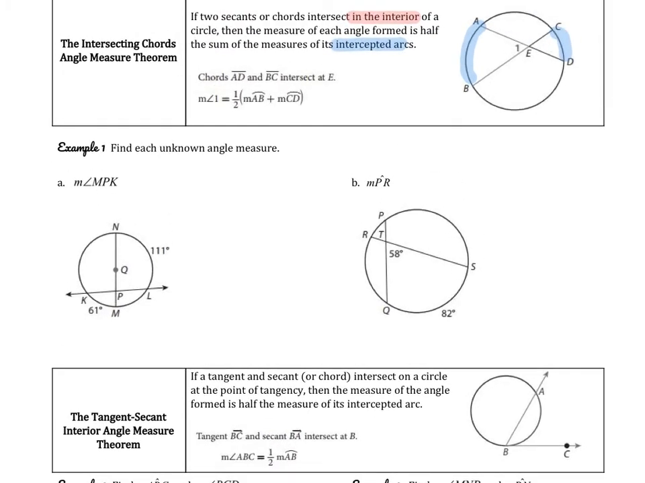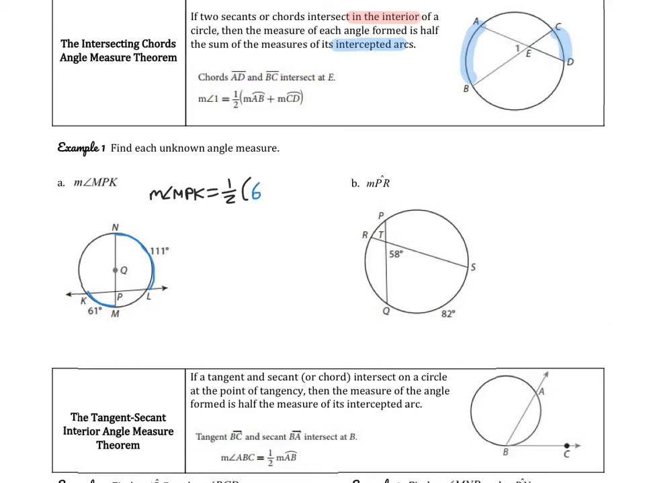So let's see if we can apply this theorem in example 1. Here we are asked to find the measure of angle MPK, which is right here. We can use the theorem above, and say that the measure of angle MPK is 1/2 the sum of the two intercepted arcs, which would be arc KM and arc NL. So 61 plus 111. Therefore we know that the measure of angle MPK is 86 degrees.